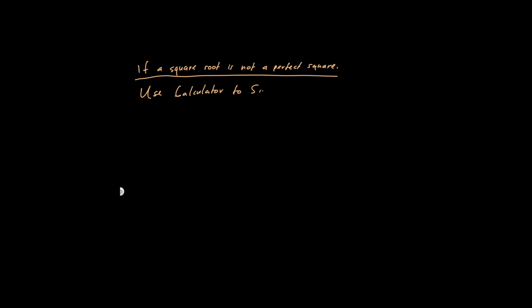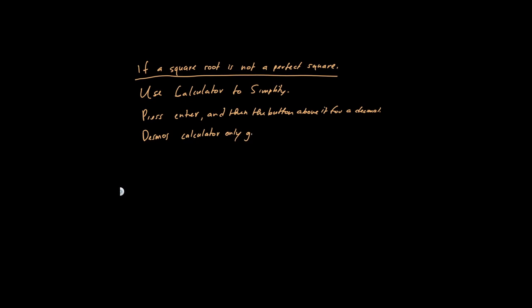This is just a couple notes for square roots that are not perfect squares. There's some stuff you can do. You're going to need a calculator that's going to help you estimate what they are. The one we have in class will help you simplify. So you type in a square root, and then you press enter, and then you press the button above enter, and then it will give you a decimal, which is a little bit easier to read. If you're using the Desmos online calculator, it will only give you decimals, and that's pretty helpful for this lesson.